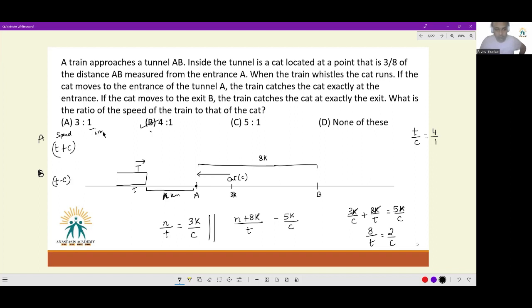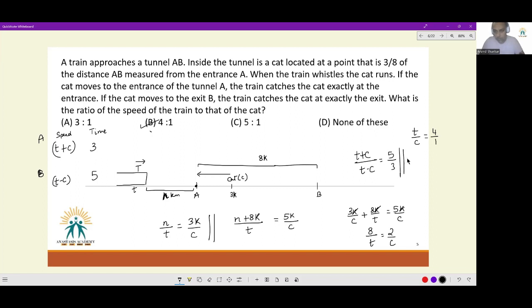Now about time. Can you see? Just look at cat. The time that it will take to travel 3 units of distance versus the time that it will take to travel 5 units of distance will be in the ratio 3:5. If the ratio of speeds is t plus c by t minus c and the ratio of times is 3/5, can I say the ratio of speed has to be the inverse ratio of time? Or t plus c by t minus c should be 5/3.